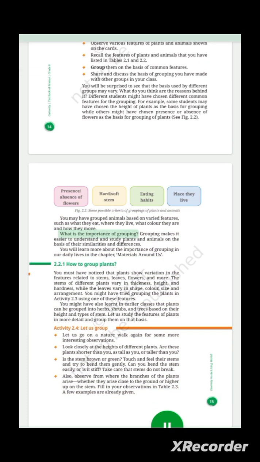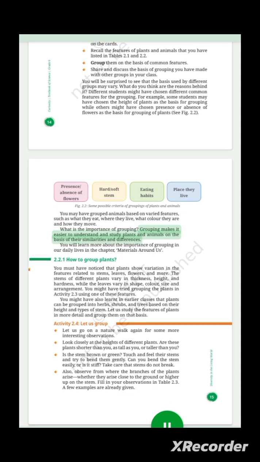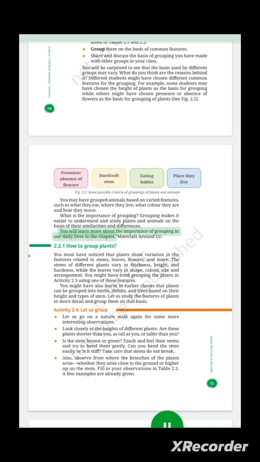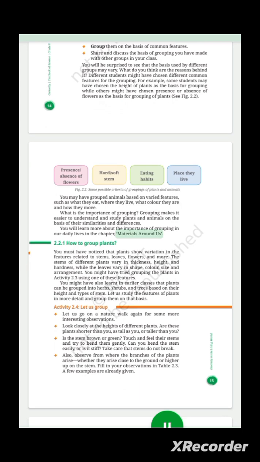What is the importance of grouping? Grouping makes it easier to understand and study plants and animals on the basis of their similarities and differences. You will learn more about the importance of grouping in our daily lives in the chapter, Materials Around Us.